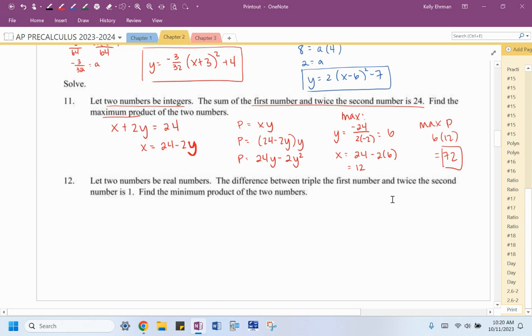Okay, I changed number 12. I think I forgot to say this in my morning class. So let these two numbers be real numbers. They're not integers. The difference between triple the first and twice the second, 3x minus 2y, that difference is 1. Find the minimum product.